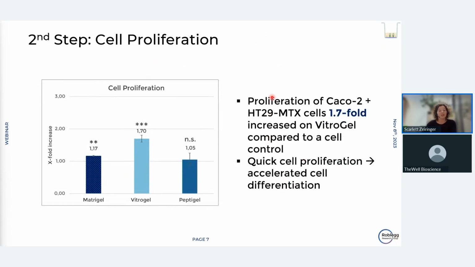The cell proliferation studies of the co-culture consisting of CACO2 and HT29-MTX cells were performed by an MTS assay. Here the results showed that the cell proliferation on Matrigel and Peptigel were comparable to the cell control or slightly higher. In contrast, proliferation on VitroGel was increased by a factor of 1.7. This means that a confluent cell layer is built more quickly due to the increased cell proliferation, thereby accelerating the cell differentiation.